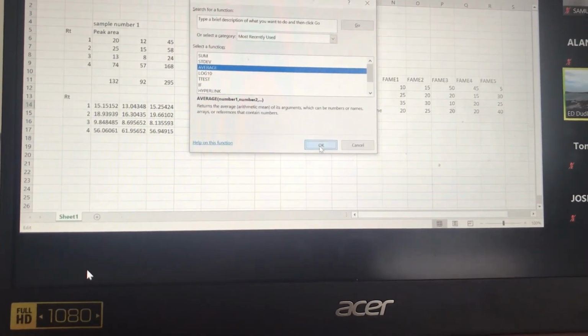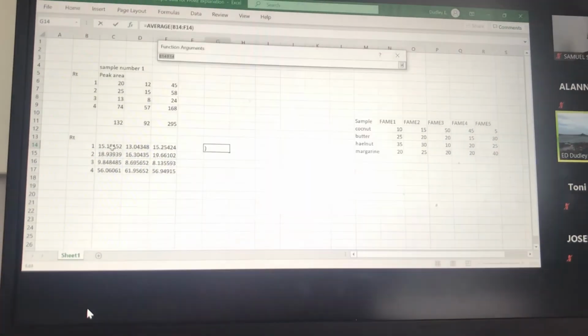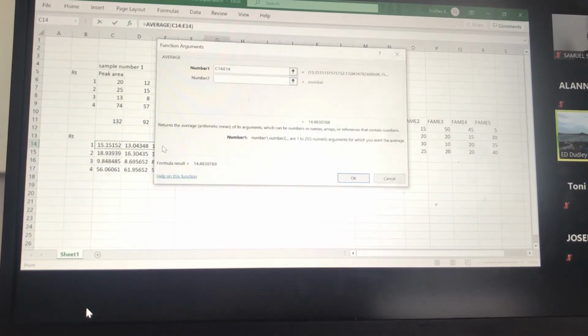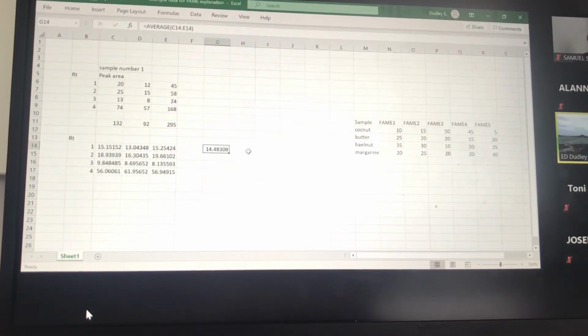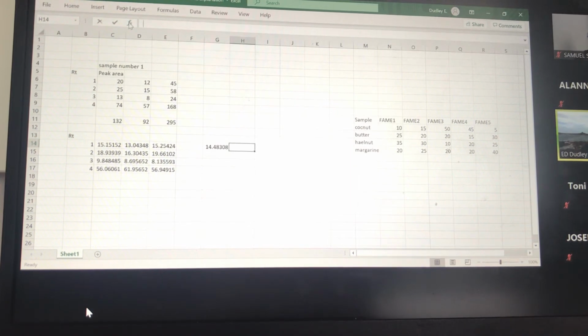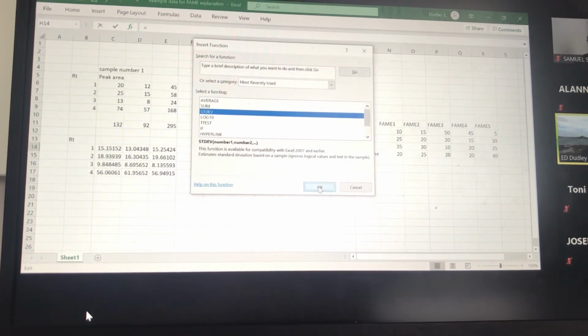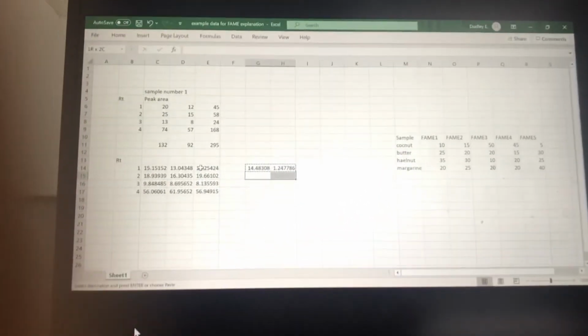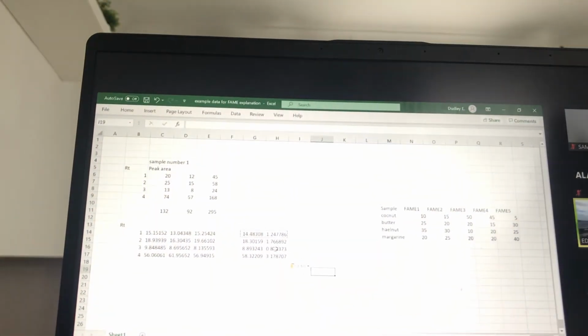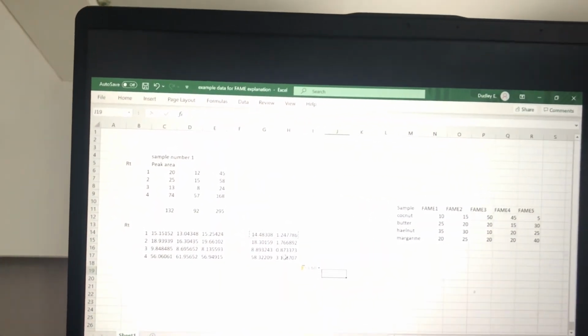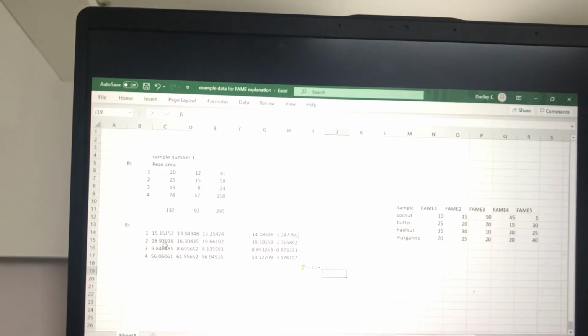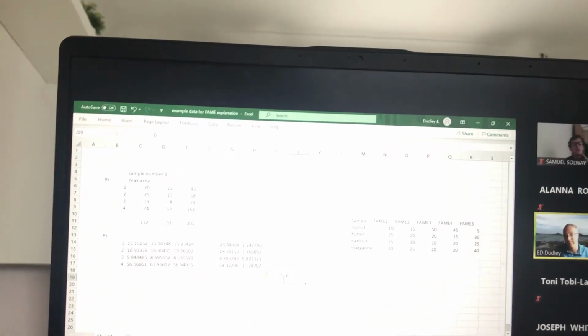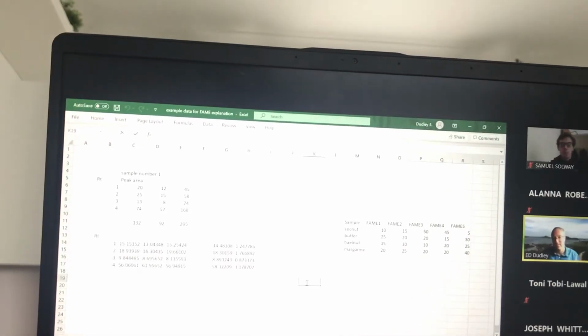Cool. Thank you. So we take the average of those 3, and we can produce the standard deviation. You can see the standard deviation is quite small, suggesting that normalization has accounted for the variation in extraction.